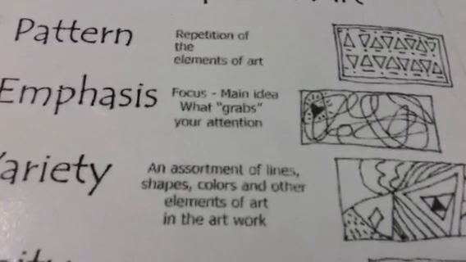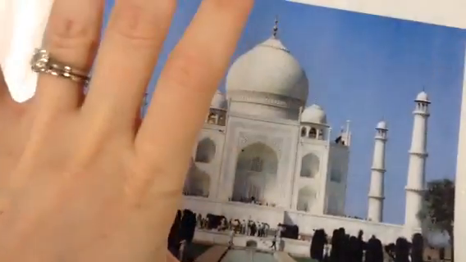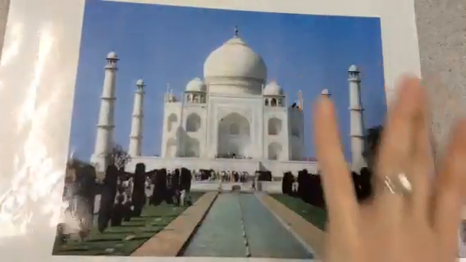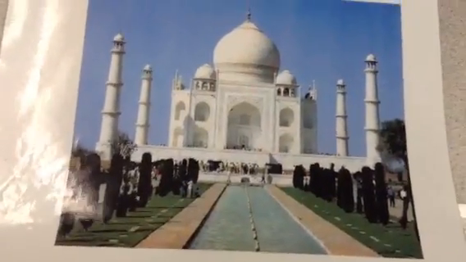Emphasis. Focus. Main idea, what grabs your attention. Okay, so in this example, this heart is where the emphasis is. Is there an emphasis in this? You know, this is kind of your opinion. I think there is emphasis. I think that this door right here stands out. I think it really stands out because of all these little details around it. But if you think that there's no emphasis in this, you think it all just runs together, that's your opinion as an art critic. So I would write emphasis, but you can decide on your own for that one.